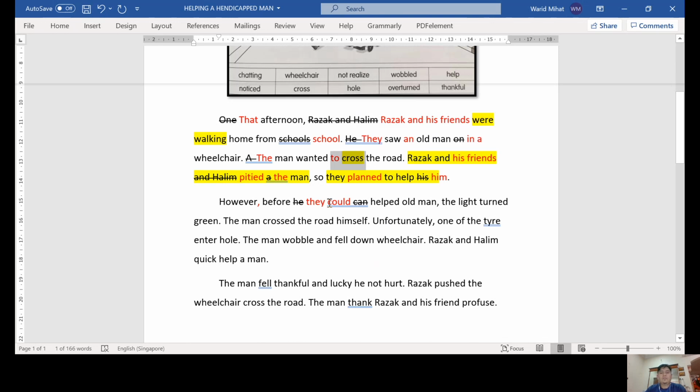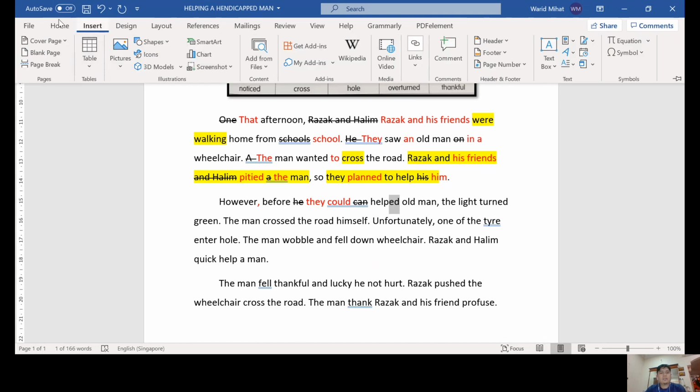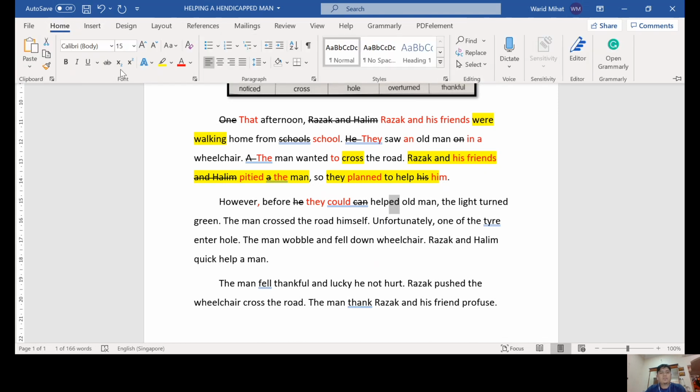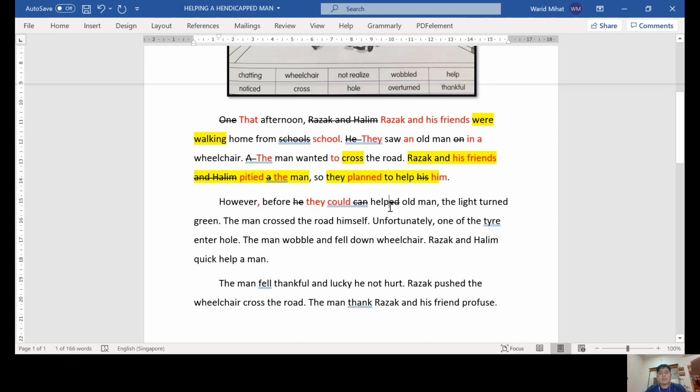So, could help also applies the same rules. So, you have to kick out the ed here. Kenapa kena kick out the ed? Because before the word help, there's another word, we call it could. And after the word could, the verb should be in its root form. Okay, so no ed, no s, no ing. Right, however, before they could help old man.